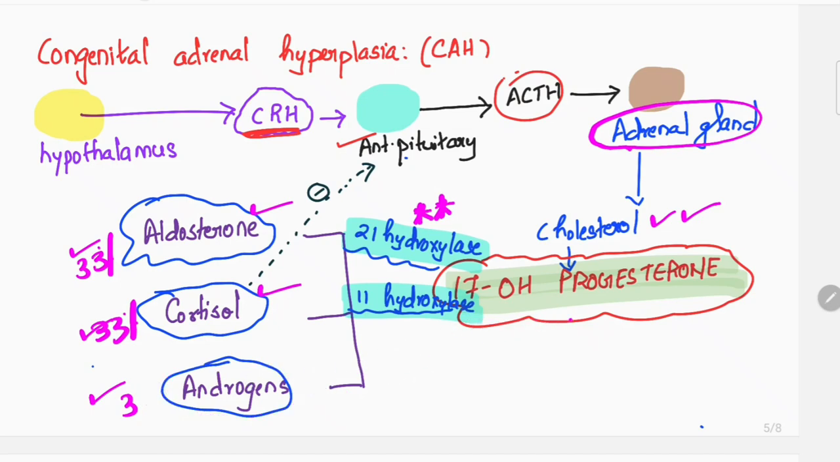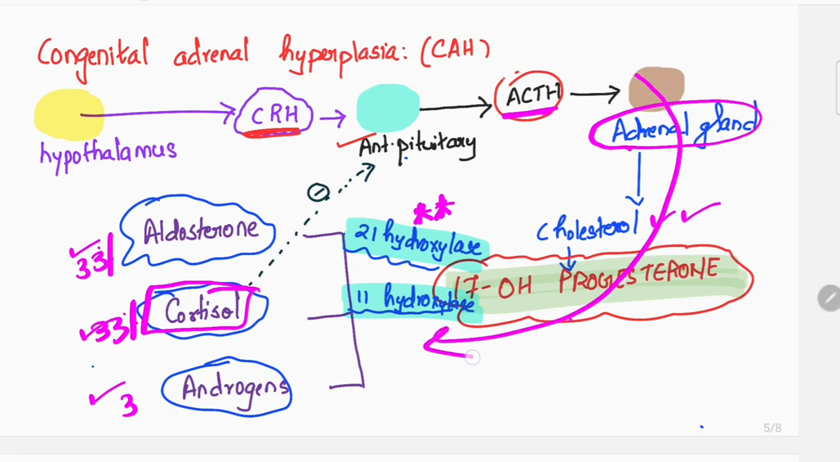Now when enough cortisol is formed in our body, normal physiology I'm talking, it sends a negative feedback to the anterior pituitary. It tells the anterior pituitary, stop producing ACTH, because the body now has enough cortisol. I don't want more cortisol. So you stop producing ACTH so that the further steps won't occur and more cortisol will not be formed.